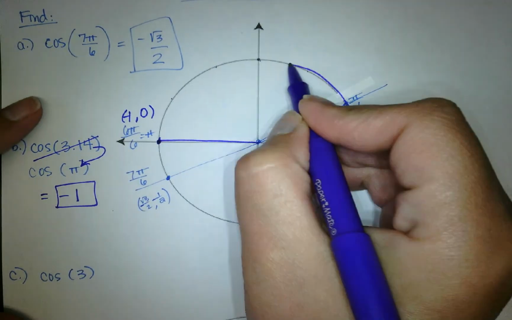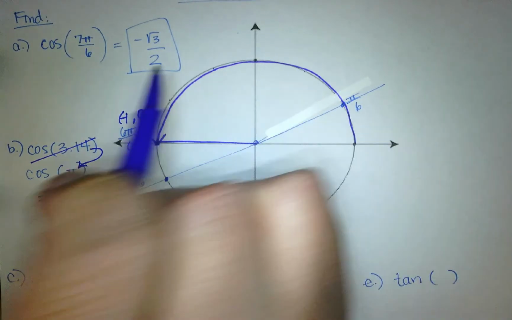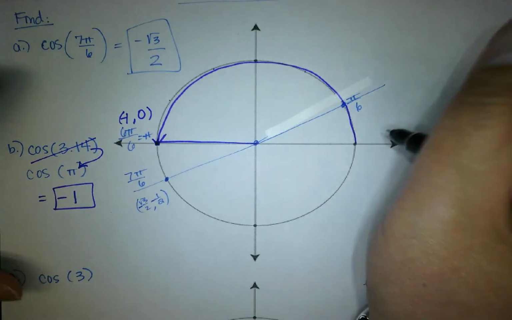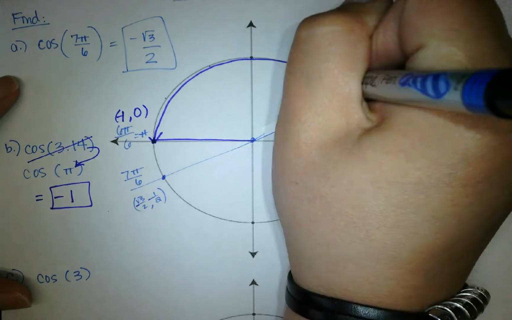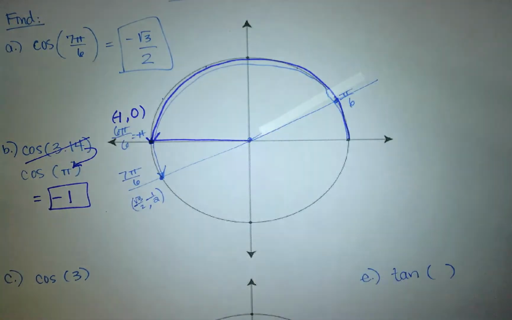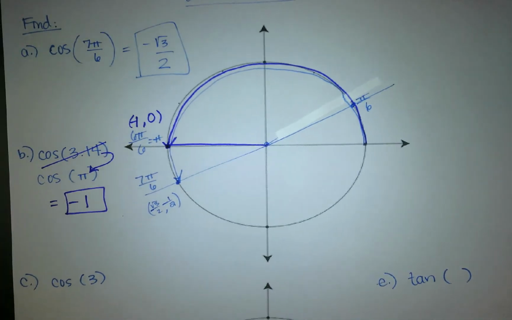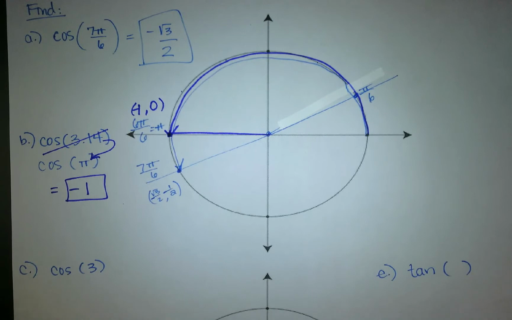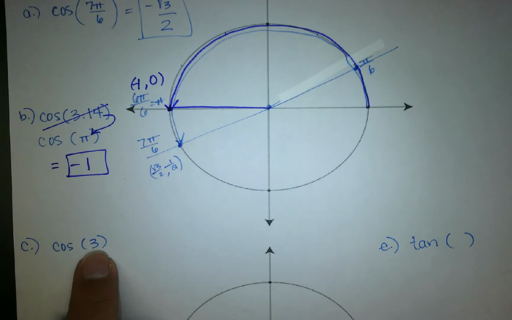Alright, so there is my pi guy. I walked around the circle to get to pi. And my pi over 6 guy, I walked around the circle, kind of just a little bit backwards, to get to 7 pi over 6. Alright. Cosine of 3. Now, this is an approximation. That is not one of our famous pi guys. If you don't have a pi, then it's not a pi guy, it's just the number 3, okay?